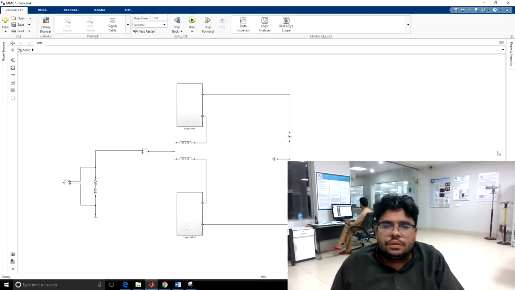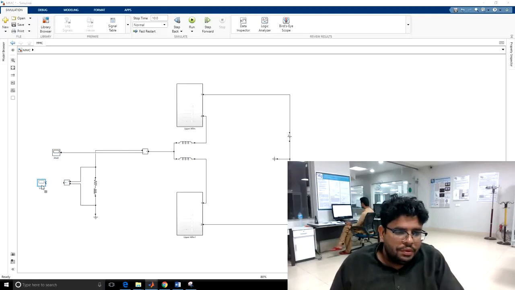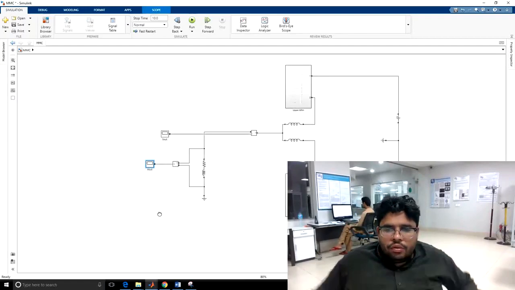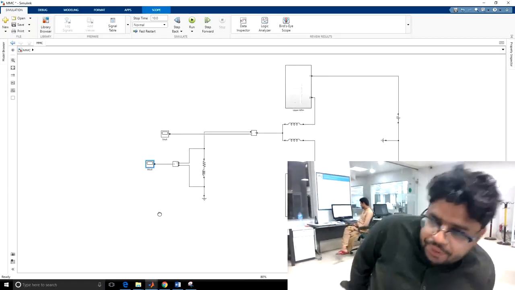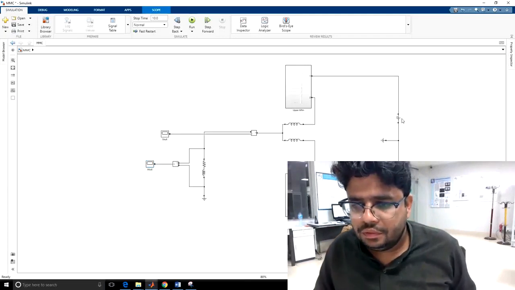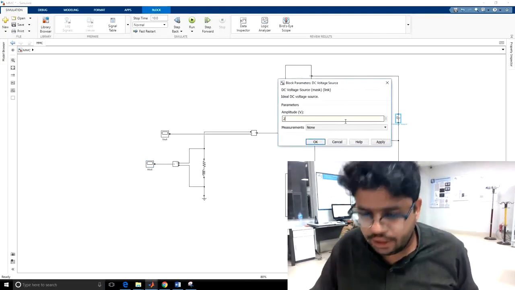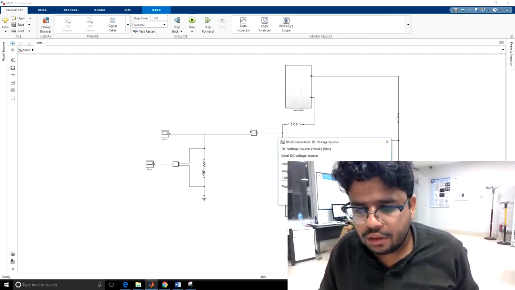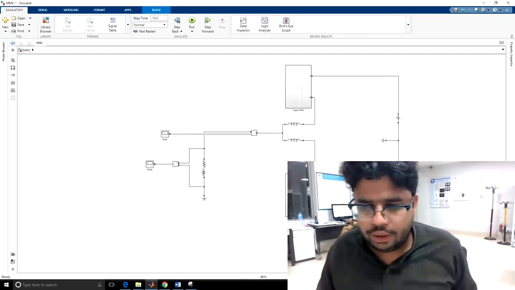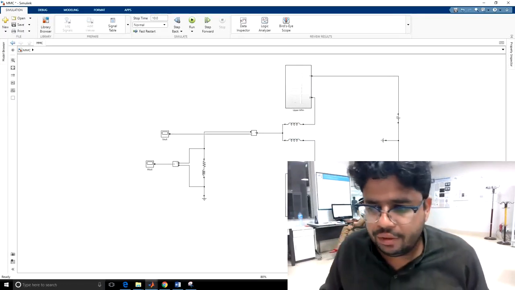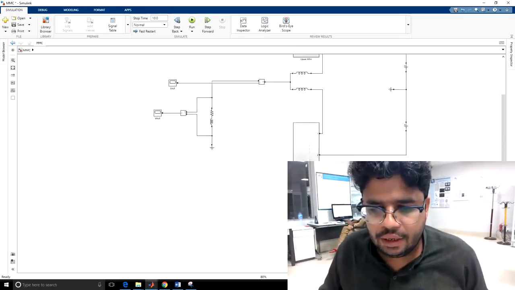Alright, so this is the scope to see the current. You can get the scope from the library, and this is a scope to see the voltage. Alright, so the circuit is ready. DC voltage should be, let us say in this case, 2000. Alright, now let us make its controller nearest level control.